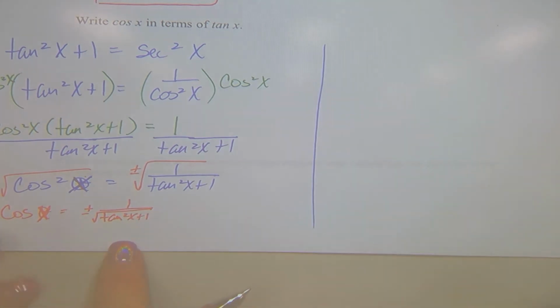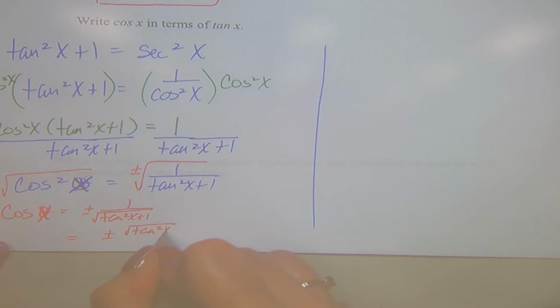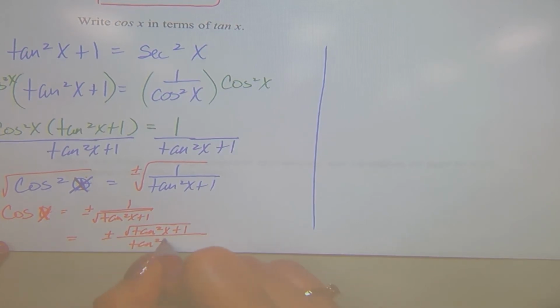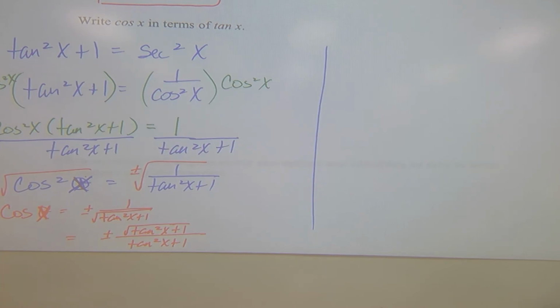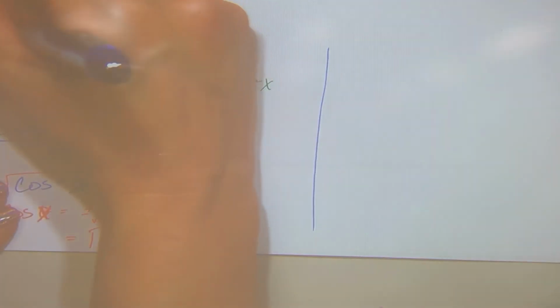I have to rationalize this denominator. So I'm going to go ahead and rationalize, and that is plus or minus square root of tangent square x plus 1, all under that square root, over tangent square x plus 1, because I rationalized the denominator. So that's my result. That's cosine x in terms of tangent x. Or, that's one way to do it.